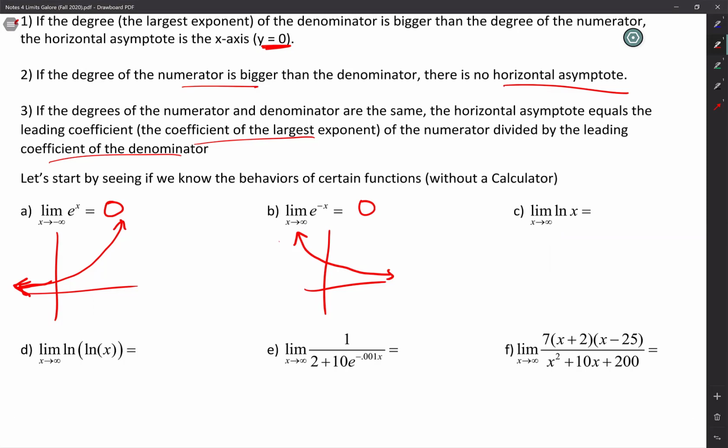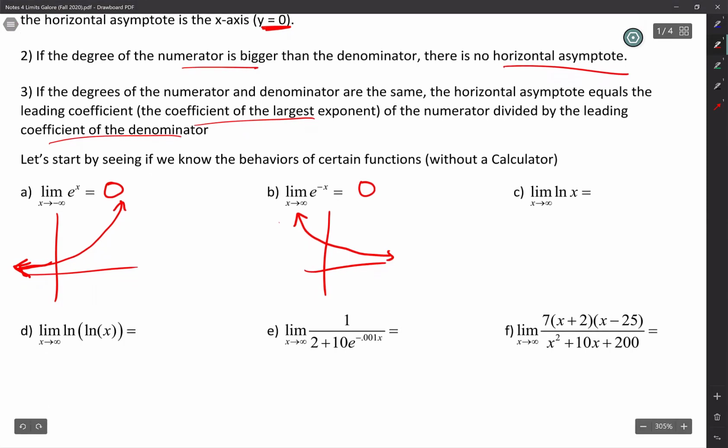All right, ln of x. So limit of ln of x. Well, ln of x looks like this, guys. I have a vertical asymptote at 0, and I go ever so slowly, increasing left to right, but I'm still increasing forever and ever and ever. It's just the inverse of an exponential function, guys. So the limit as x approaches infinity of ln of x is infinity. You can also say does not exist. Does not exist would be an okay answer, but infinity is the better answer here.